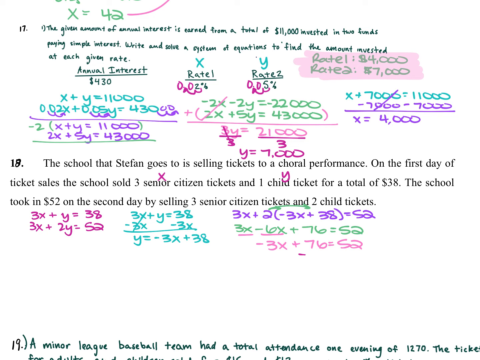From here, subtract the 76 over. That's going to leave you with -3x is equal to 52 minus 76, which is -24. So divide each side by the -3 to get what x is equal to. And you have that x is equal to 8.